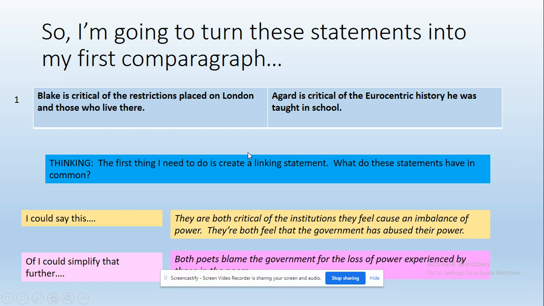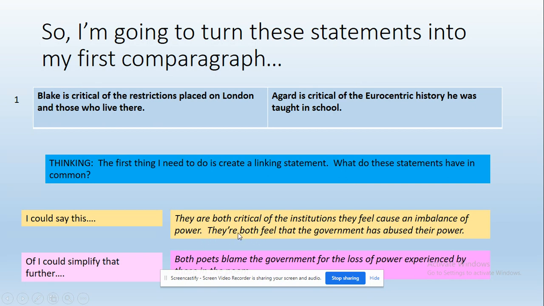Now, the first thing I need to think about in this thinking box is, what do these statements have in common? What's the link between them? So I could use some of the words from these statements to create my linking statement. So I could say this: they are both critical, because look, they're both critical. They're both critical of the institutions they feel cause an imbalance of power. This one's critical of the people who put restrictions on London. This one's critical of the people who organised the Eurocentric history. In fact, both of those are the government.